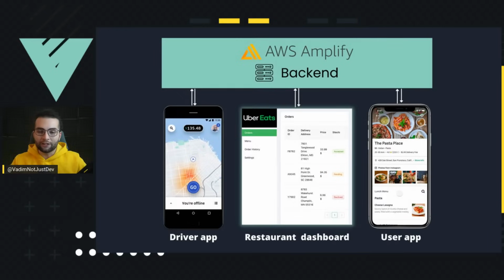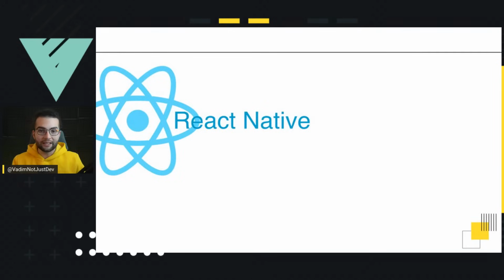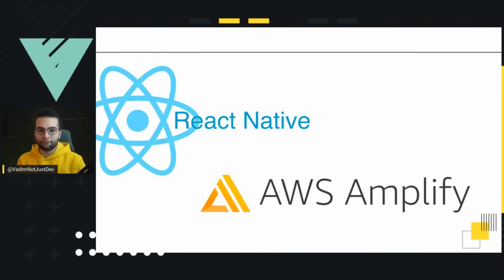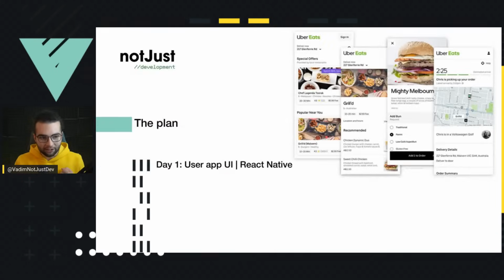So if you're new here, if you just stumbled upon this video, a little context for you. As I was saying, in this challenge, we are building the ubereats applications, and we're going to build not one, not two, but 3 applications by the end of this challenge, starting from the user-side application, driver-side application, and the restaurant dashboard. So everything is done with React Native and AWS Amplify, and this is a great opportunity for you to improve your skills with these technologies.